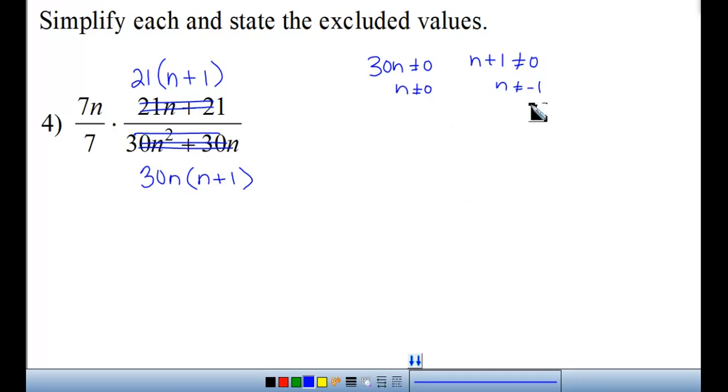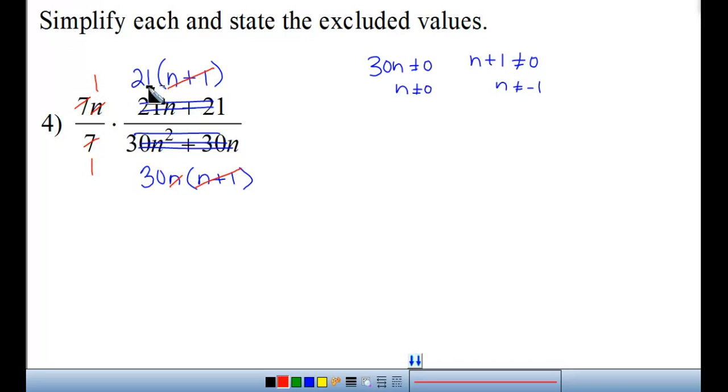Now that I've stated my excluded values, let's go back and look for things that cancel. n plus 1 can cancel out with n plus 1. Now I'm left with all monomials. With monomials, you can cancel the individual parts. So I can cancel the 7 with this 7. I can also cancel this n with the n down here. Remember, when everything cancels out, it's not 0, it's 1.